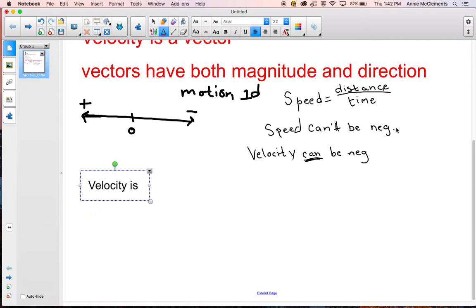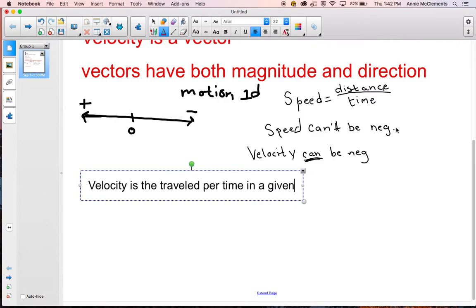Velocity is the distance traveled per time in a given direction, right?